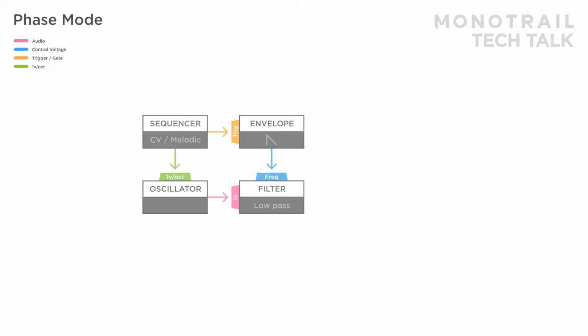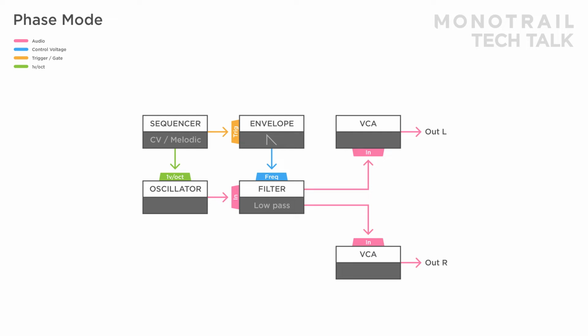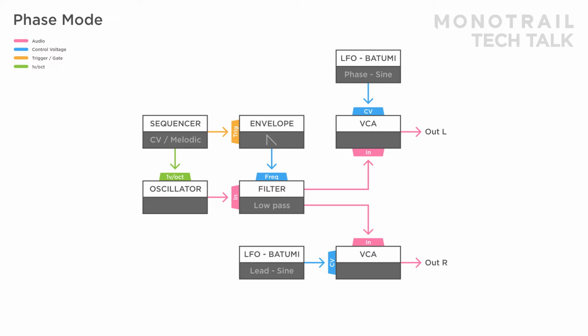Here you see a simple oscillator filter voice. The filter output is sent to two VCAs to create stereo panning. The sine wave of the first LFO is used to modulate one VCA, and a phase-shifted sine wave is used to modulate the other VCA. The phase is set to 180 degrees, so the second LFO effectively creates an inverted version of the first.